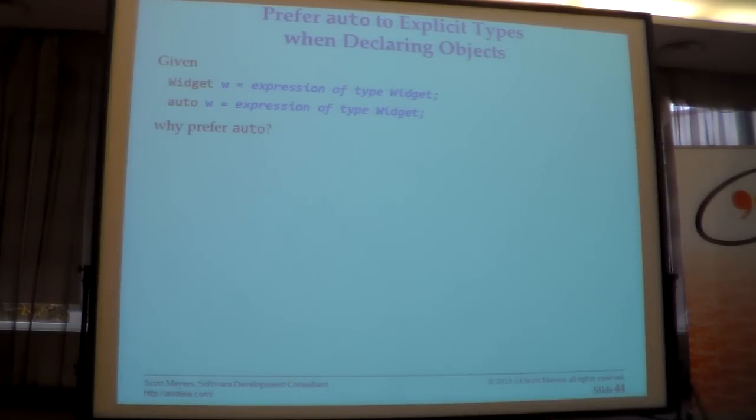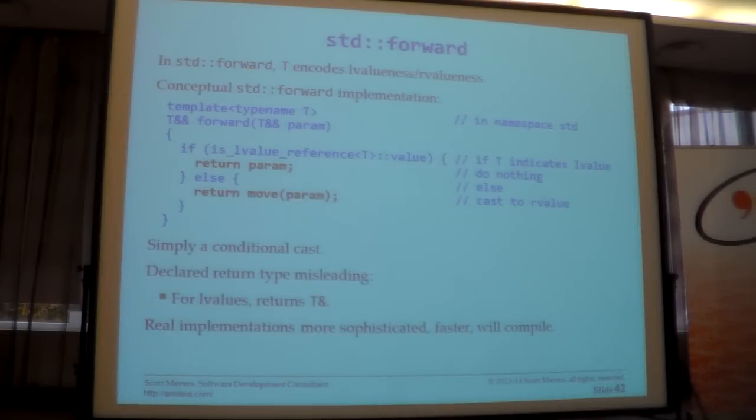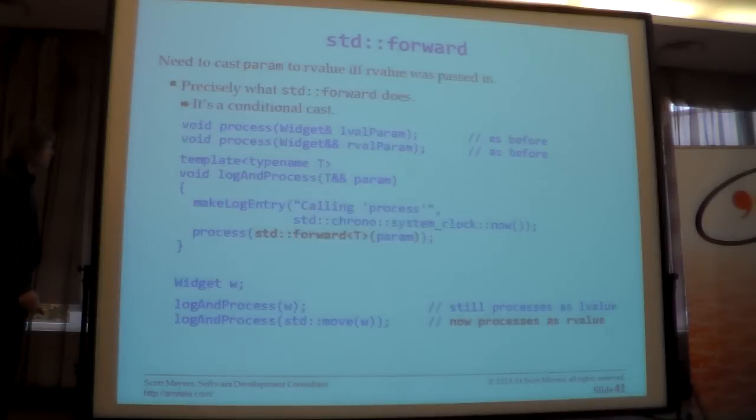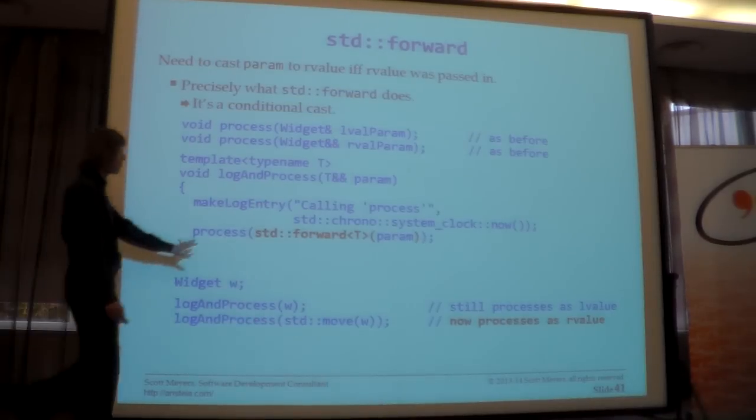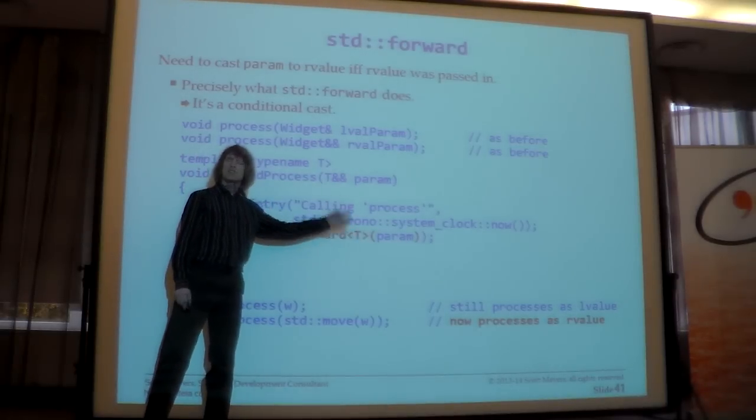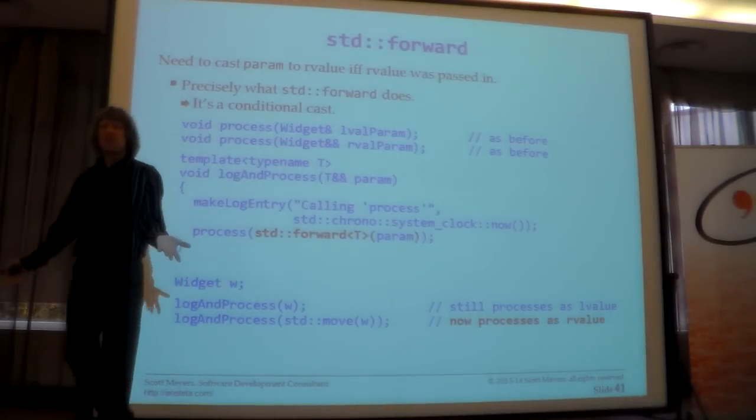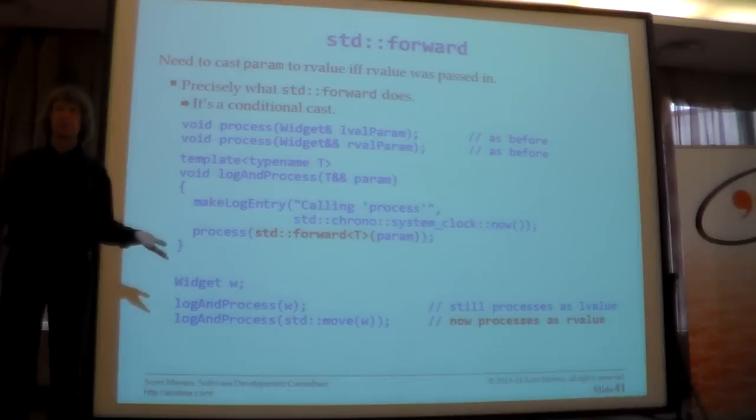Yes? Why do you have to explicitly pass the type forward? Why doesn't it deduce the type? I'm sorry? Why do you have to explicitly pass the type forward? All right. So the question is, if we go to the forward implementation, when you call forward, you pass in the type T. Yeah. So the question is, normally with function templates, we deduce the type.